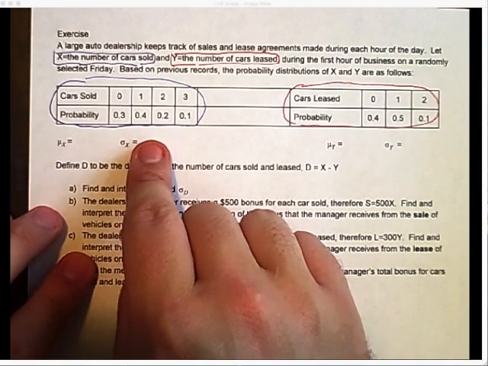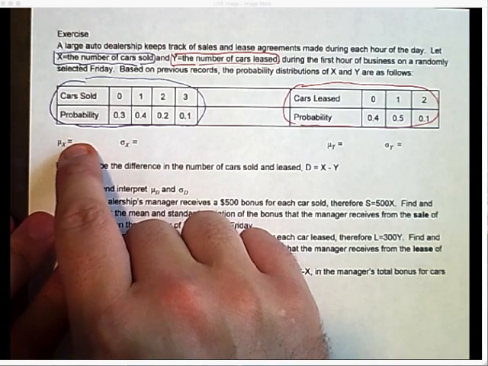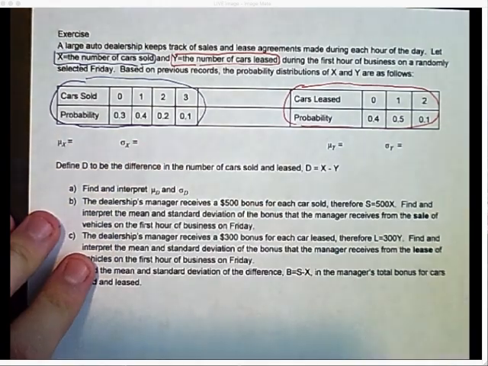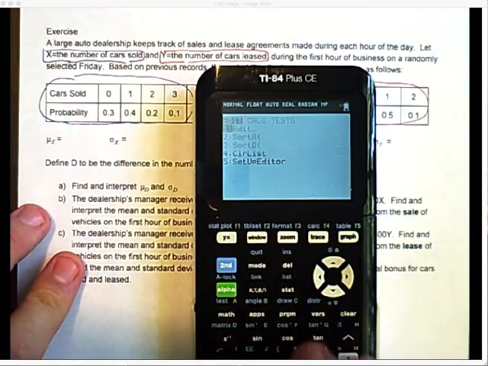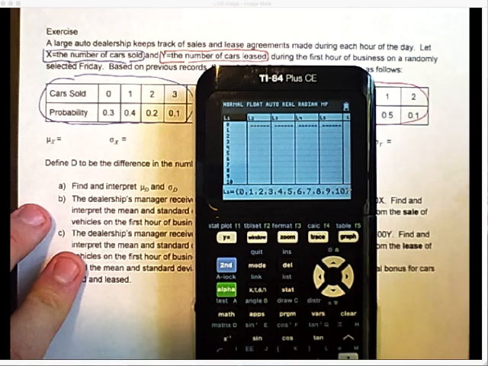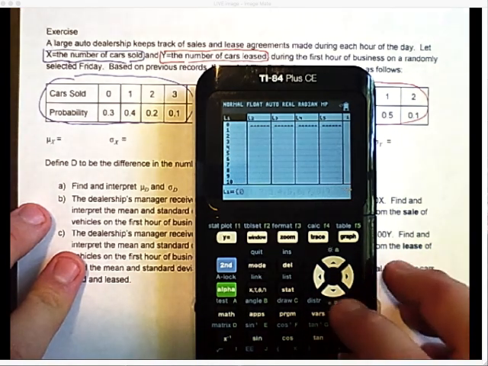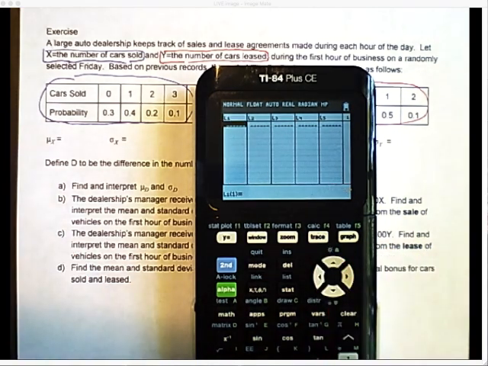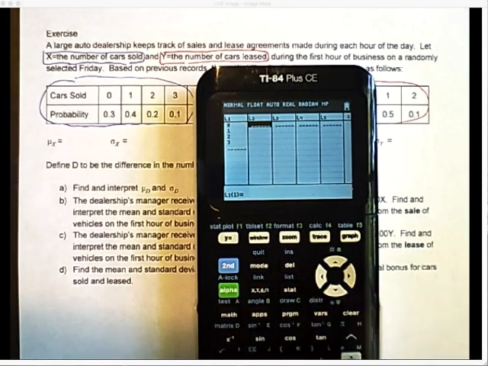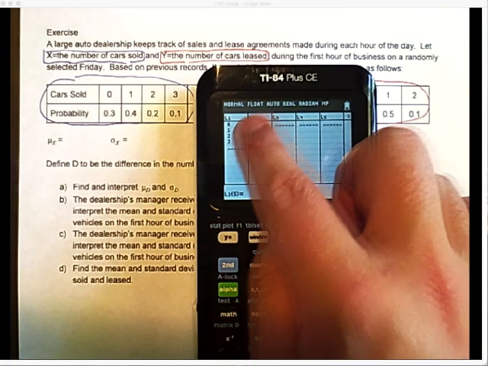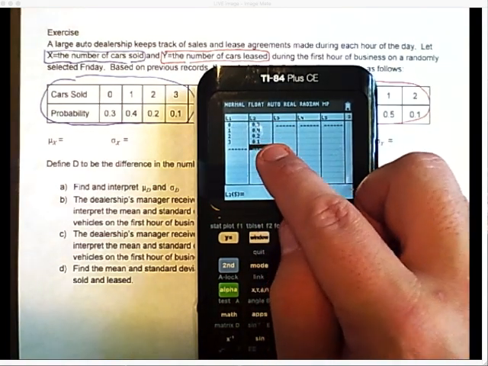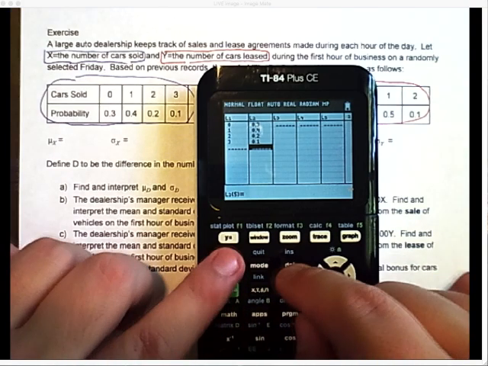How can we find the mean number of cars sold and the standard deviation of the number of cars sold? Well, we can use our calculator. Let's go under one of our lists. Let's put the number of cars sold in list 1: 0, 1, 2, 3, and their probabilities into list 2: 0.3, 0.4, 0.2, 0.1. These numbers better add up to 1, and they do, to make it a valid probability distribution.